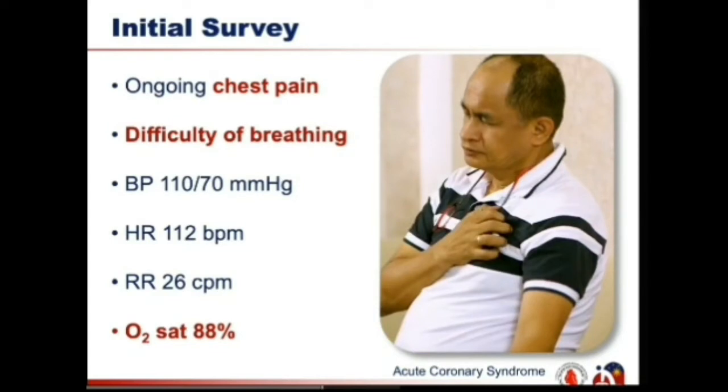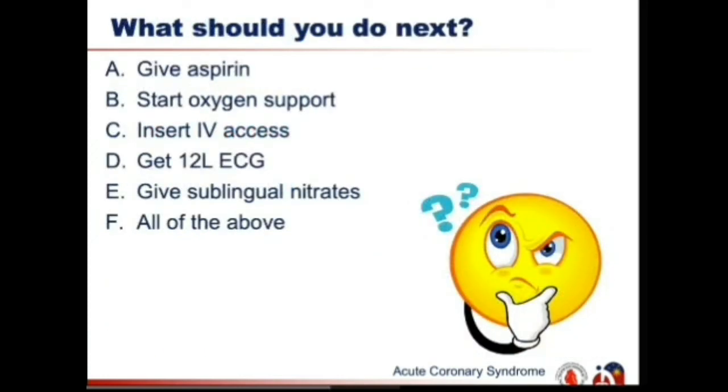Going back to the case, patient still complains of chest pain with dyspnea with a blood pressure of 110/70 millimeters mercury, a heart rate of 112 beats per minute, a respiratory rate of 26 cycles per minute, and an O2 saturation of 88%. What will be your initial management based on what you have learned so far?